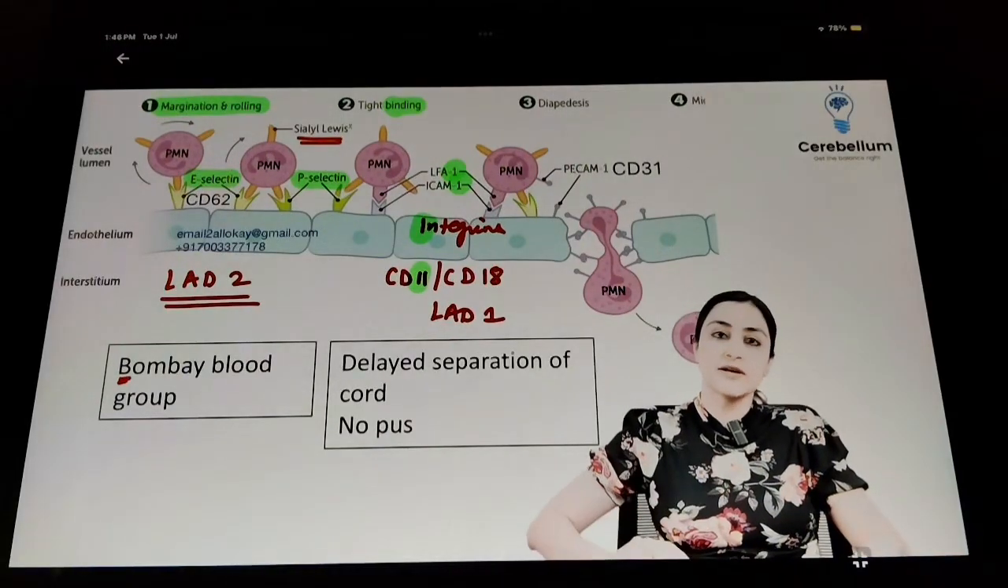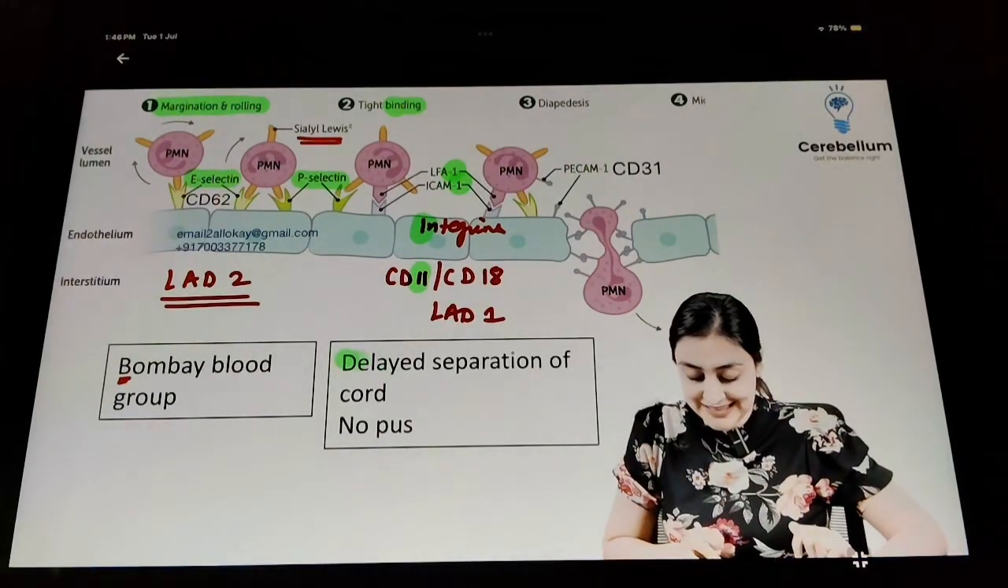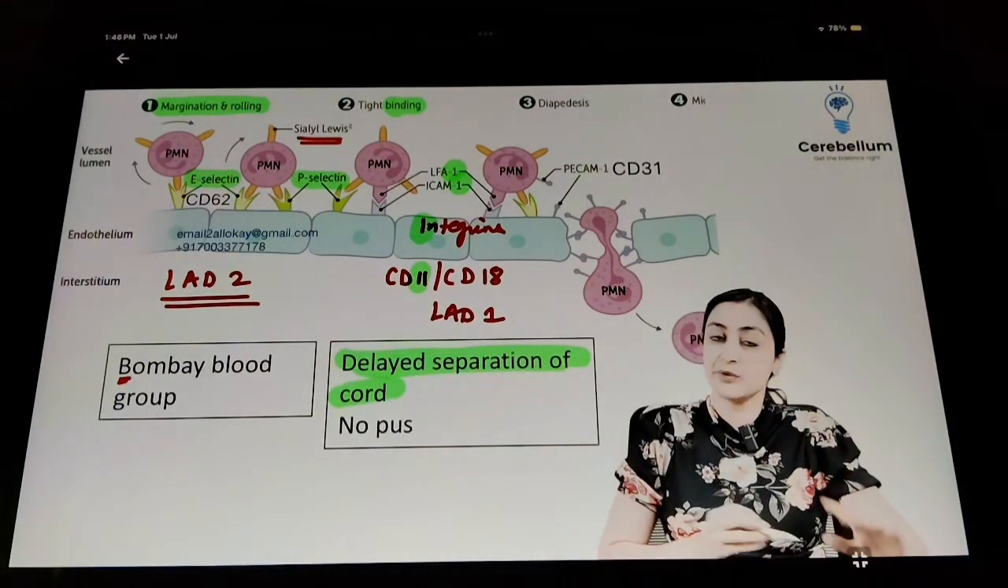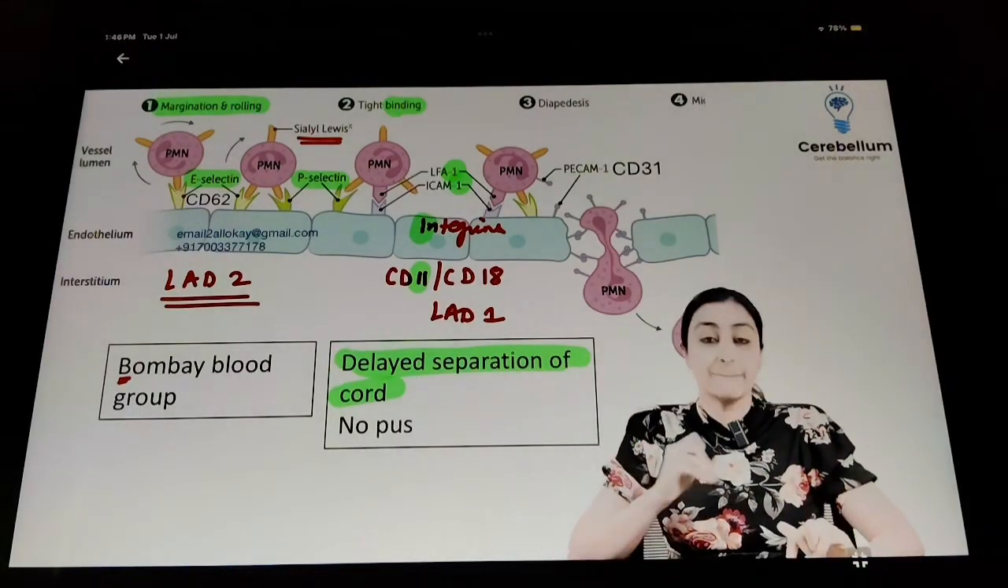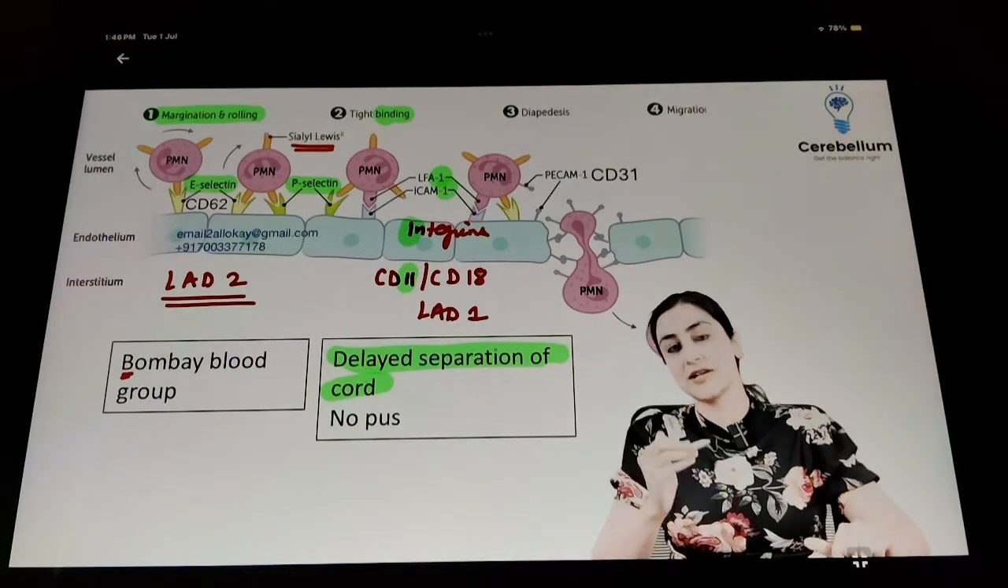So in LAD1, another buzzword that we need to remember here is that there is also going to be delayed separation of cord. Okay, so this is another point that can help you reach a diagnosis of LAD1, that is delayed separation of cord. So there is no pus because there is no migration of the cells happening because they're not able to bind. So that's why there is no pus here.